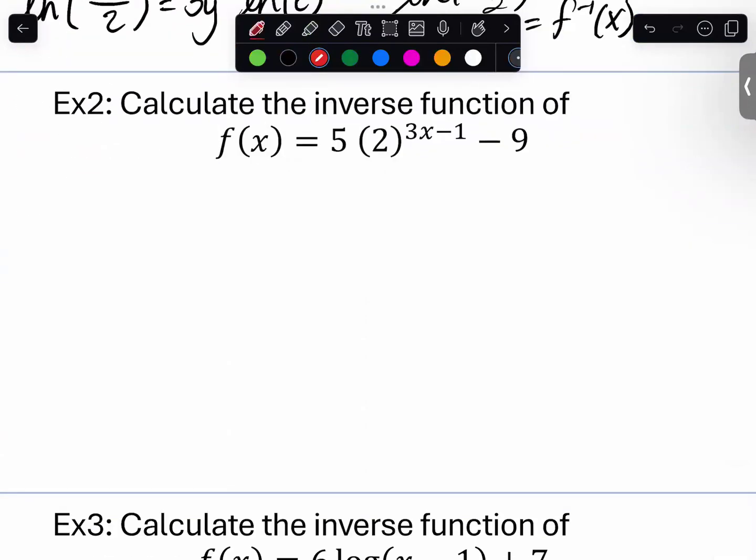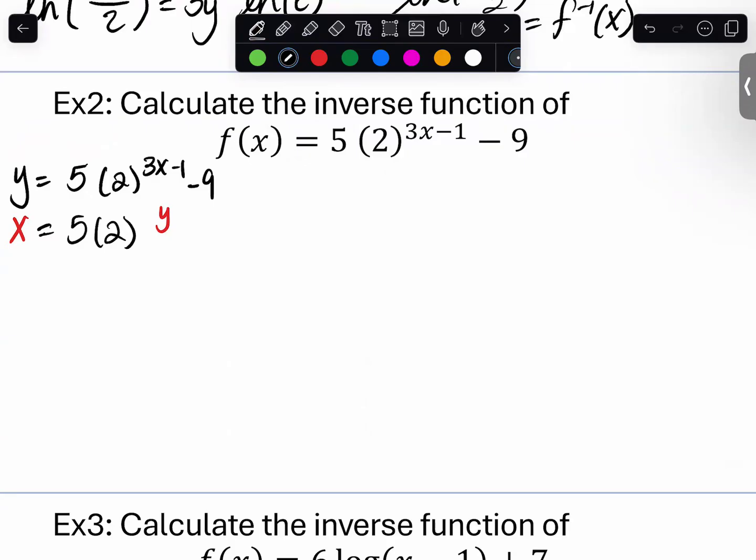All right, next we're going to calculate the inverse of this function here. Again, I'm going to start the same exact way, replacing f of x with y, and I copy down the entire equation. Now to do the inverse, I swap x's and y's, and I recopy down the rest of the equation. And then to rewrite this as f inverse, I need to isolate the y. So first I'm going to add 9 and then divide by 5 to get this exponential isolated. That's always the first step, to try to isolate that exponential. So I have x plus 9 divided by 5 is equal to 2 raised to the 3y minus 1.